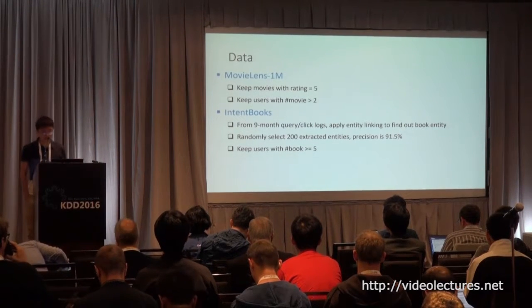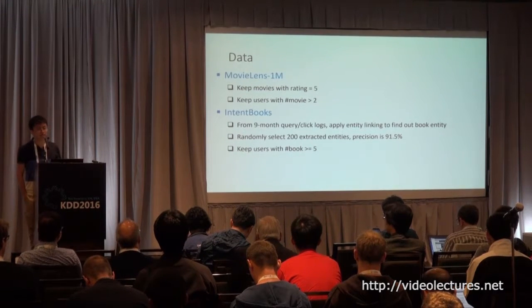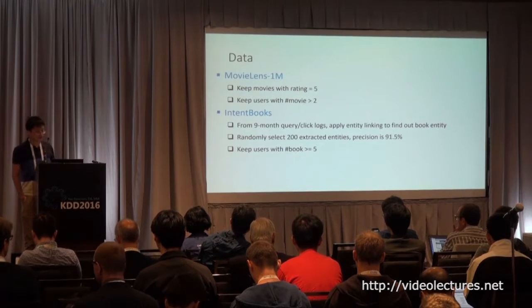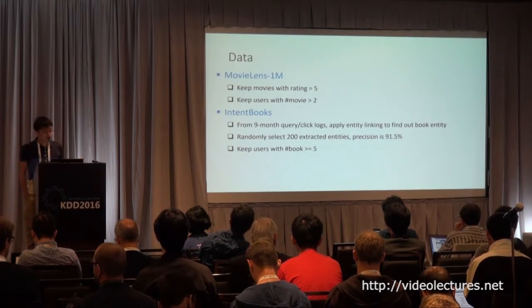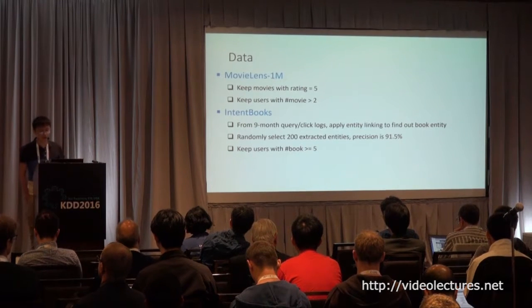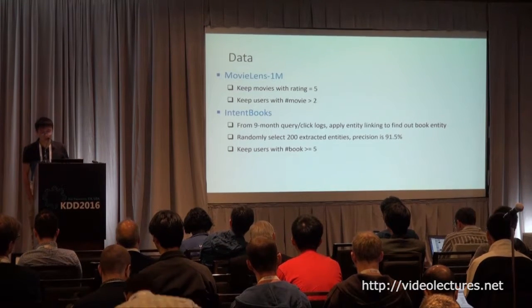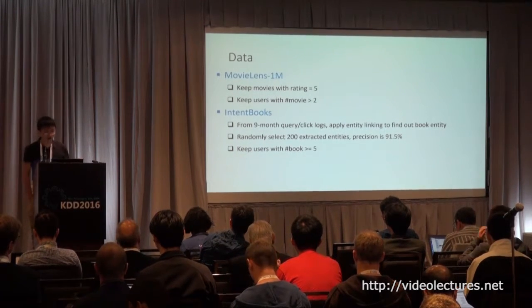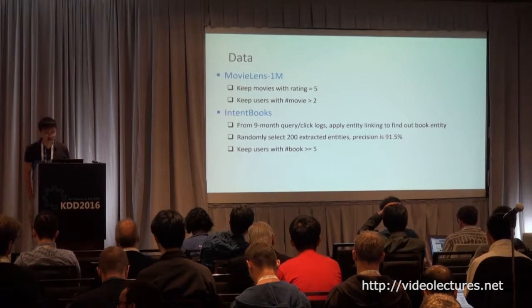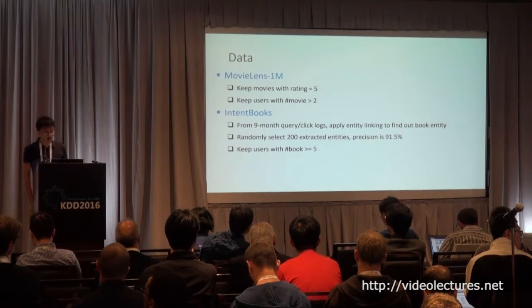Okay, we have conducted some experiments to evaluate our methods. Actually, we use 2 datasets. The first is the MovieLens data. For this dataset, since we only use movies in which the user is interested, we only keep movies with rating 5, and only keep users with at least 3 movies. Another dataset is called IntentBooks. We collected this from the search logs of Microsoft's search engine Bing, and these logs are from 6 months of query logs.